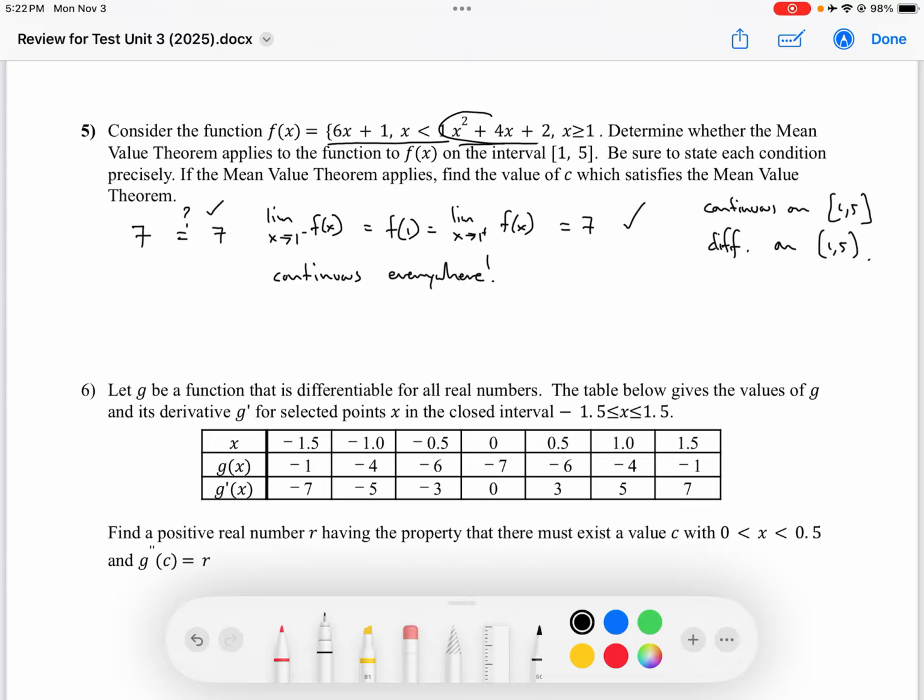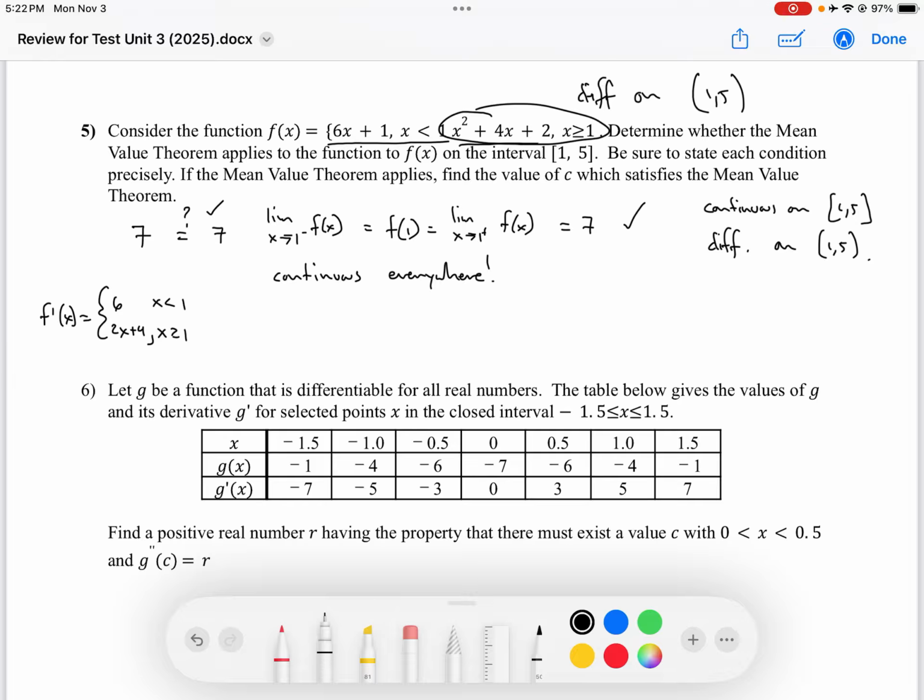So I can just focus on this function, because this is the function for x greater than or equal to 1, and I know that function is differentiable. So this is differentiable on the open interval (1, 5). I don't even really care whether this is differentiable at 1. Just out of curiosity, is it? Well, f prime would be equal to 6 for x less than 1, and 2x plus 4 for x greater than or equal to 1. So it's even also differentiable at 1, but again, I don't really care.